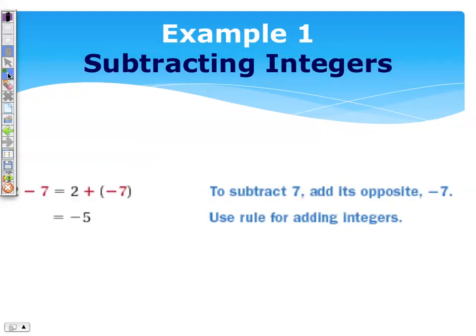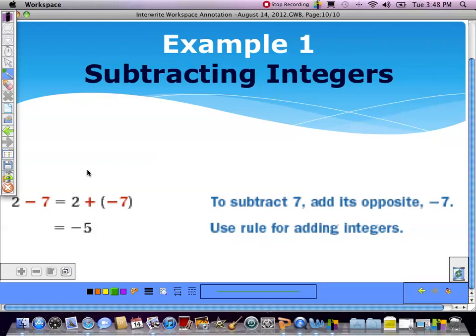Let's try an example. If you would, please find your guided notes and copy exactly as I do on the video. You can see that we have 2 minus 7. What I would like for you to do is rewrite this problem in the margin of your paper. So we have 2 minus 7. I see that this is a subtraction problem, so I'm going to remember my rule, which is add the opposite.